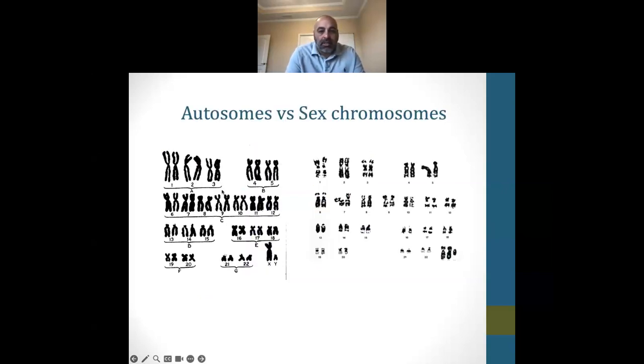Autosomes versus sex chromosomes. Autosomes are the first 22, sex chromosomes are the last ones here. So we can have anomalies in any of them. For example, they have an anomaly here where they have an extra X chromosome. I think this is an extra Y. I think this is XXY. This might be metafemale, maybe. I can't remember off the top of my head.